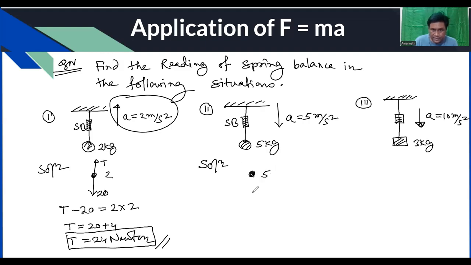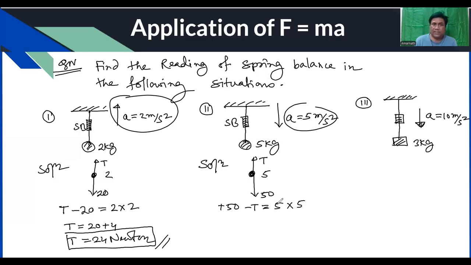5 kg, downward force is 50. Tension is always a pulling force. But this time acceleration is downward, no? So it means downward force should be taken as positive, okay? So 50 minus tension equal to 5 into acceleration. Mass is 5 kg, okay?